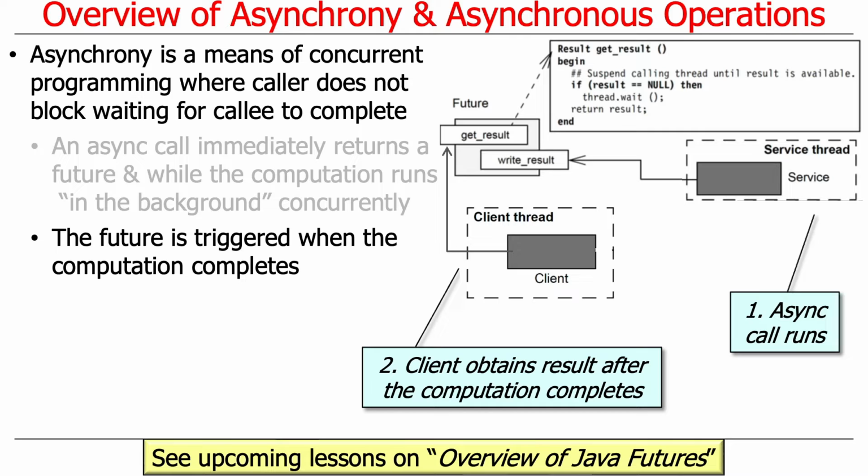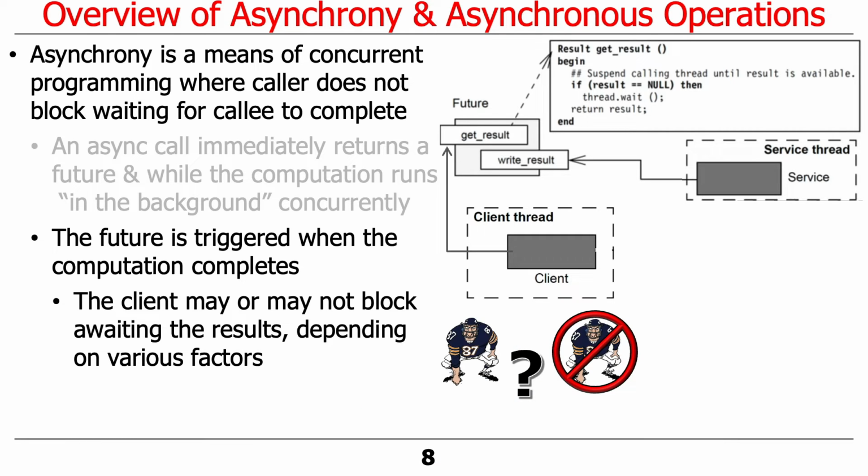The future that is returned by making a call that's asynchronous will be triggered when the computation completes. So typically what happens is you make a call, you get back a future, and the asynchronous operation runs in the background, and when it's done, then the client can redeem the future when it's complete. It'll be triggered, and you can get the results back somehow. And we'll talk about different ways you can get the results back shortly. The client may or may not block waiting for the result, depending on various factors.